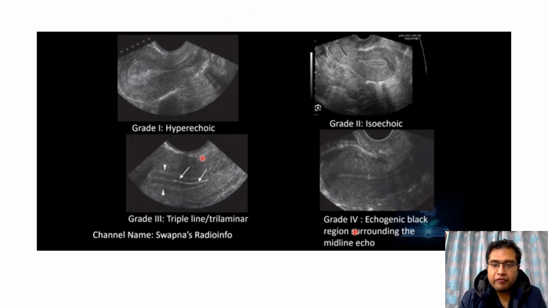These are the grades of endometrium that are to be given on an ultrasound in the baseline scan as well as in the subsequent scans. This is the endometrium which is homogeneously hyperechoic. This is an isoechoic endometrium. This is the triple line or trilaminar endometrium with hyperechoic, hypoechoic and hyperechoic lines. And this is the fourth grade, that is echogenic black region surrounding the midline echo. So these are the four grades. I'll tell the importance of these grades later.